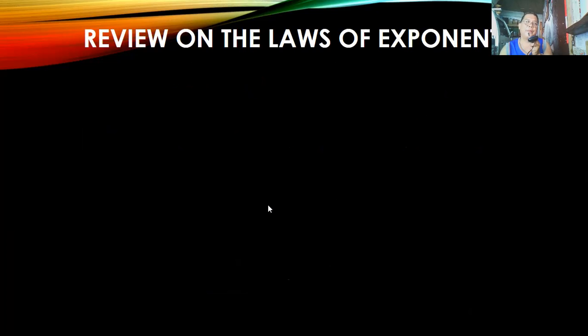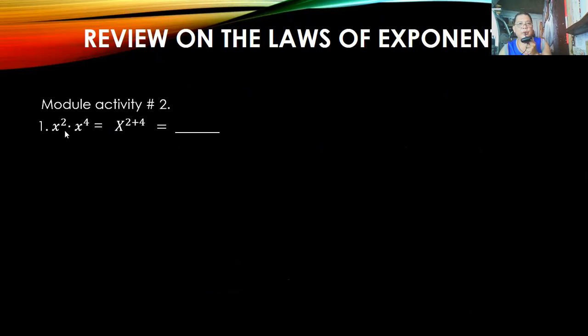So the first, we're going to review on the laws of exponent. This will fall under activity number 2 in your module. Number 1, we have x squared times x to the 4th power is equal to x 2 plus 4 is equal to x to the 6th power. You are going to add the exponents 2 plus 4. So this becomes x to the 6th power.